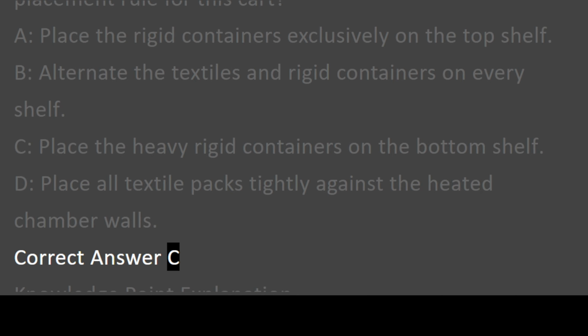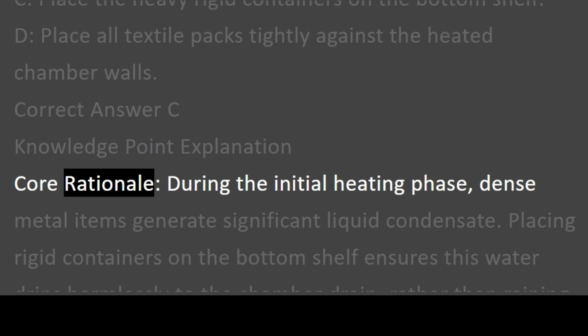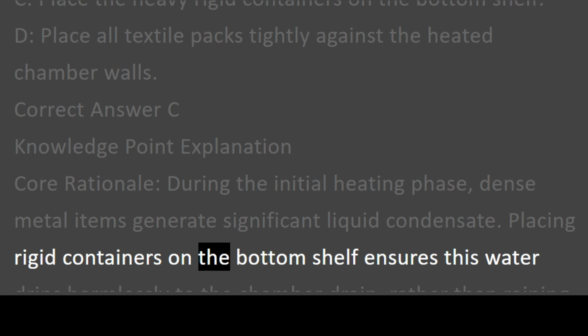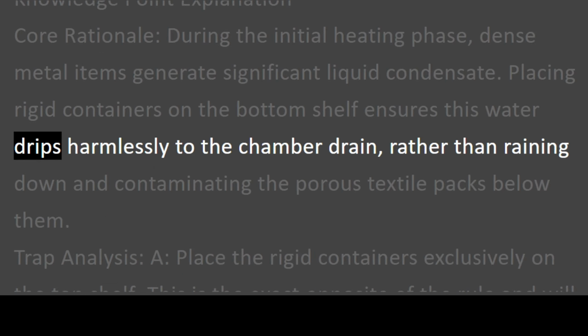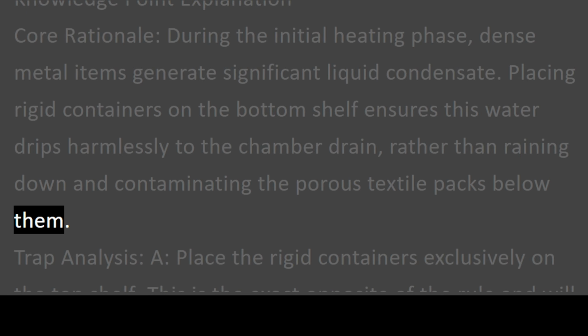Correct answer C. Knowledge point explanation. Core rationale. During the initial heating phase, dense metal items generate significant liquid condensate. Placing rigid containers on the bottom shelf ensures this water drips harmlessly to the chamber drain, rather than raining down and contaminating the porous textile packs below them.